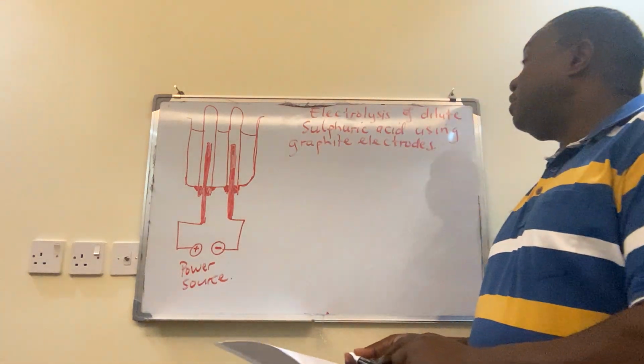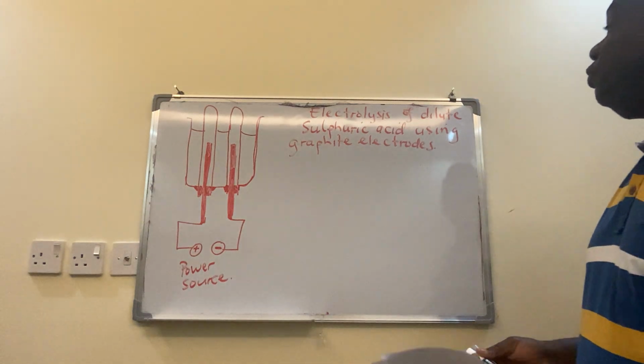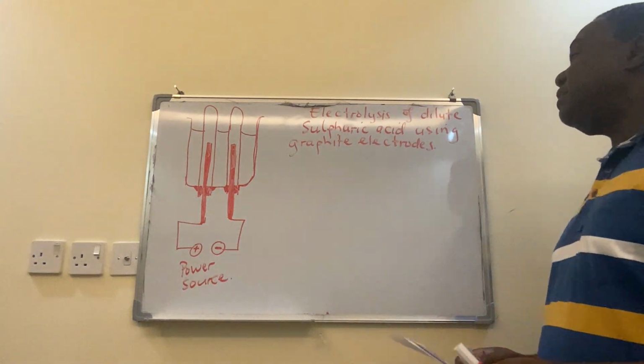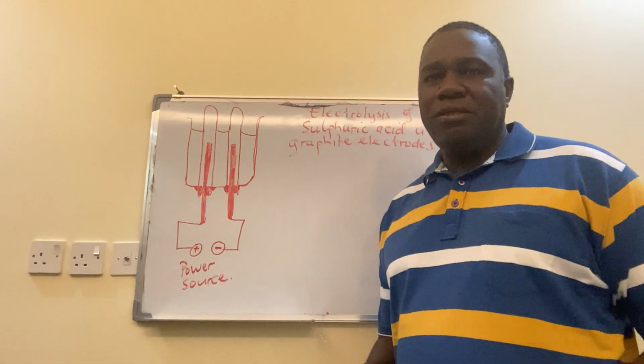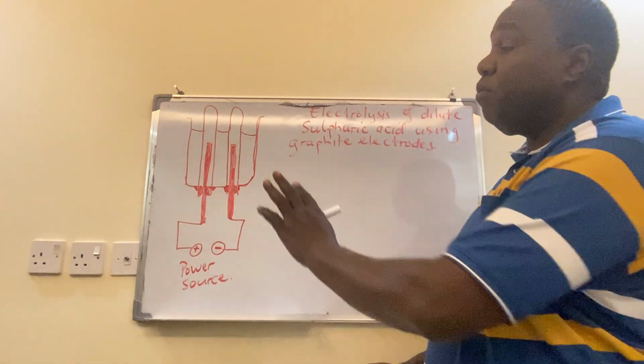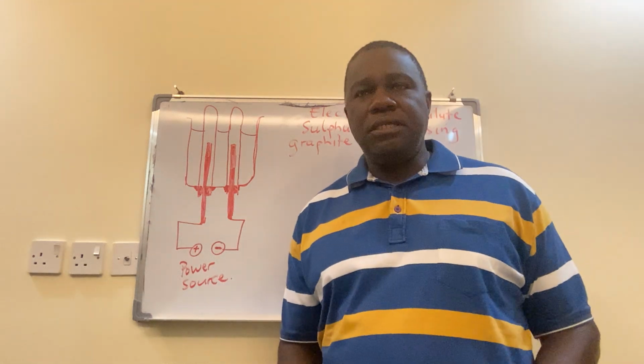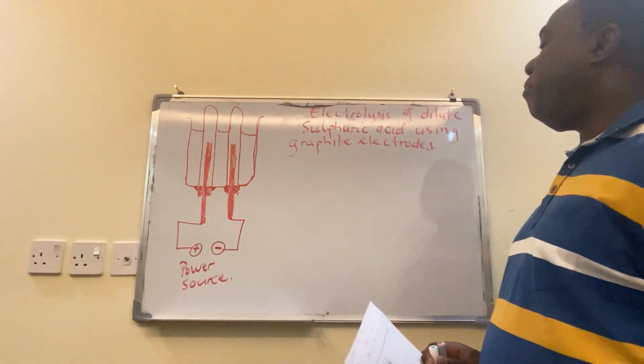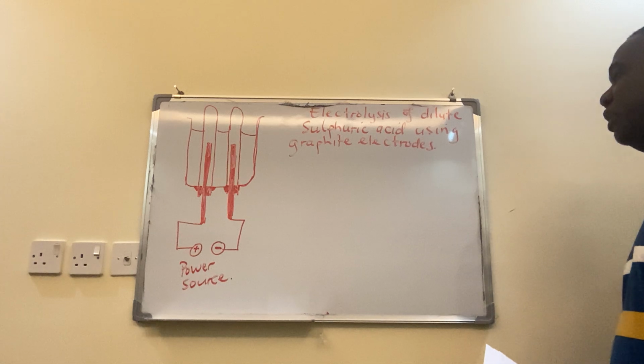Okay, right. So in this question, we are doing the electrolysis of dilute sulfuric acid, and we are using graphite electrodes. The graphite electrodes are inert, chemically inert, meaning to say they are not going to interfere with the process of electrolysis. They are chemically inert and they don't participate in the chemical reaction at all.